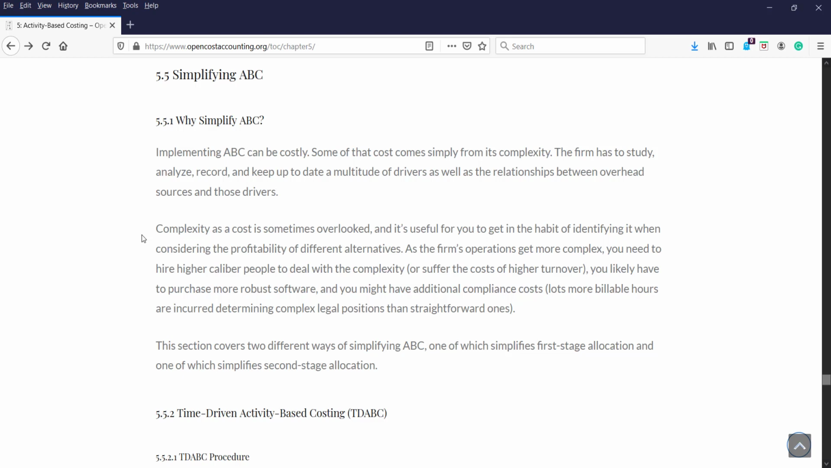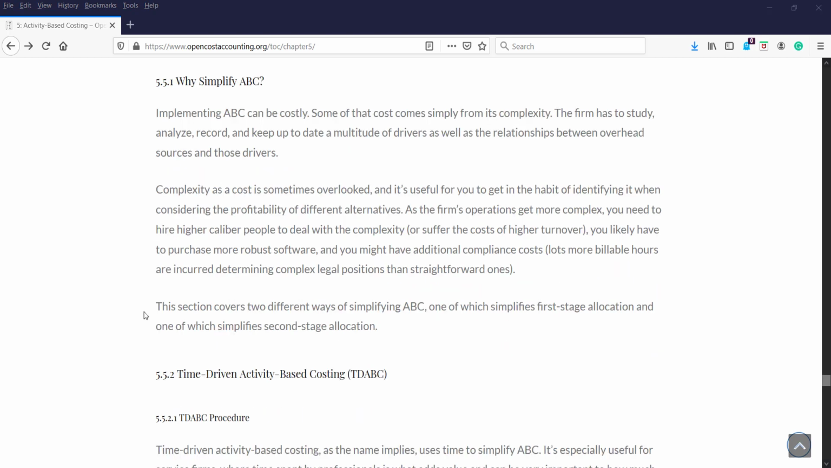Now there are very individual differences to this, of course. Some people can deal with more complexity than others, but even at the upper end, there's only so much complexity a decision maker can deal with. So there are a number of ways that you can simplify activity-based costing. The first method to simplify activity-based costing is called time-driven activity-based costing, TDABC.